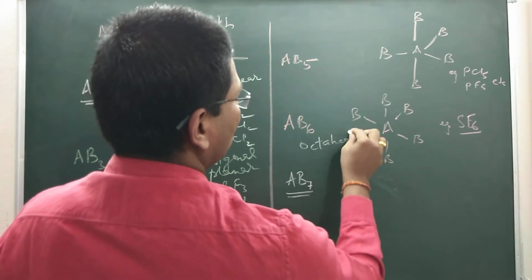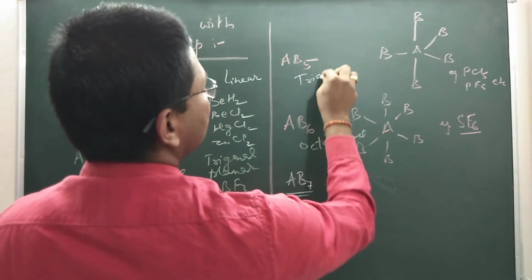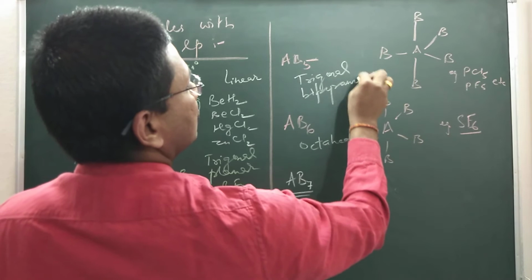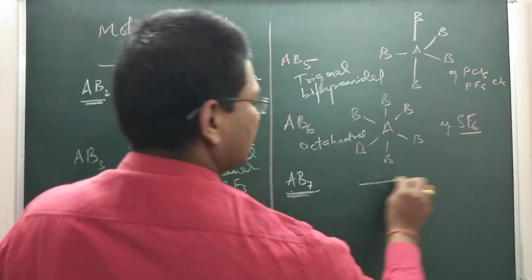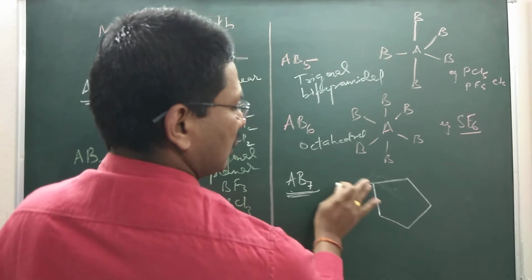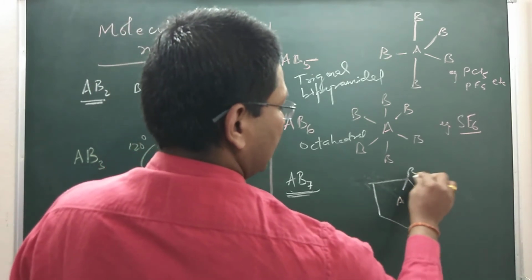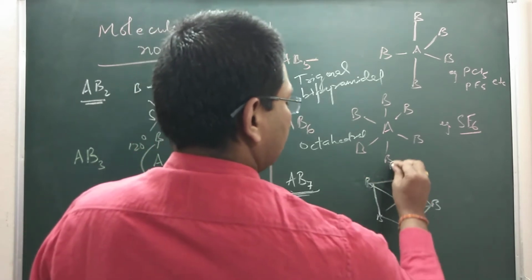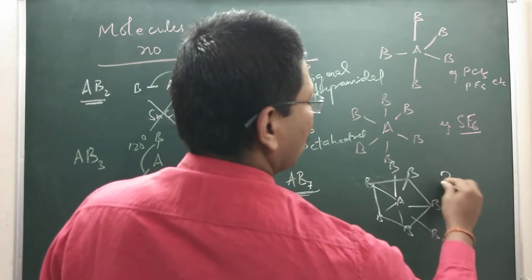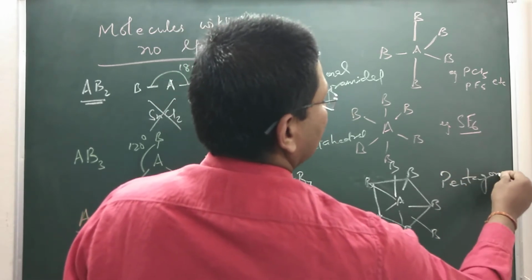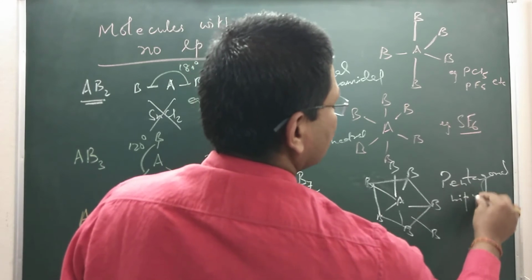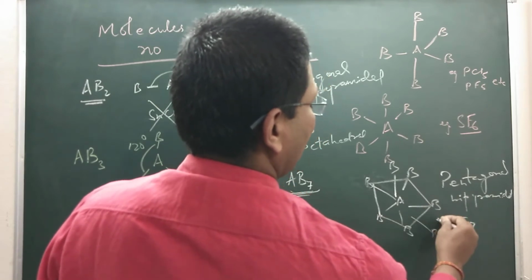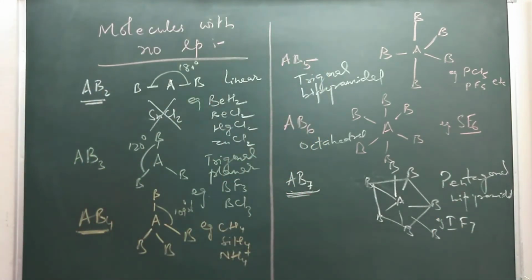Keep this in mind. AB6 octahedral, AB5 trigonal bipyramidal, and for AB7 it is A, B, B, B, B, B, B. So it is actually pentagonal bipyramidal. One of the most important examples in this category is IF7, iodine heptafluoride.